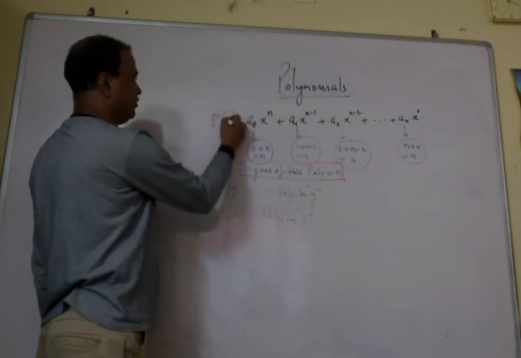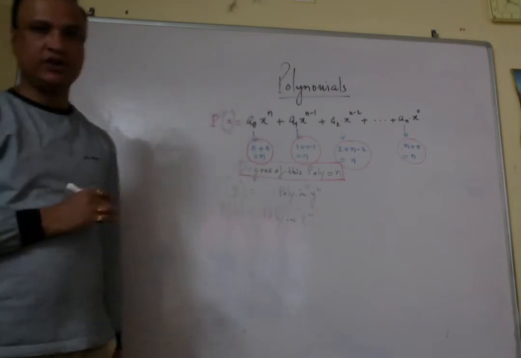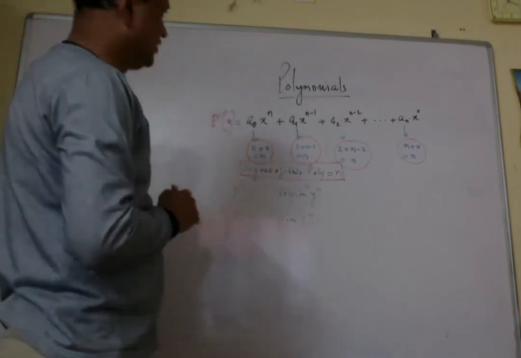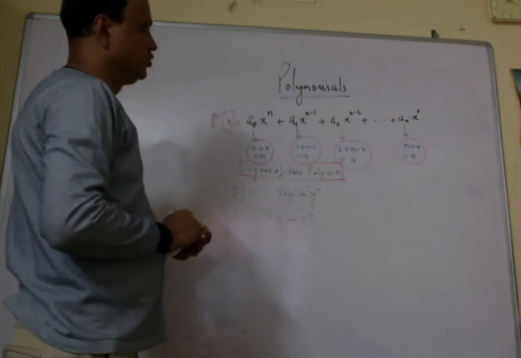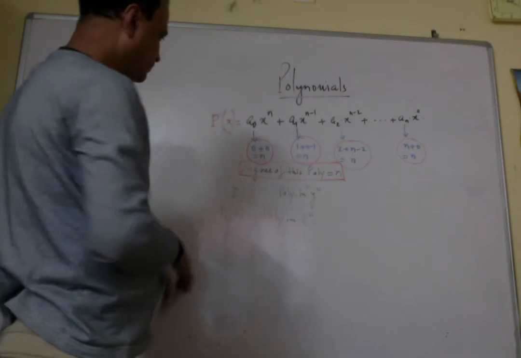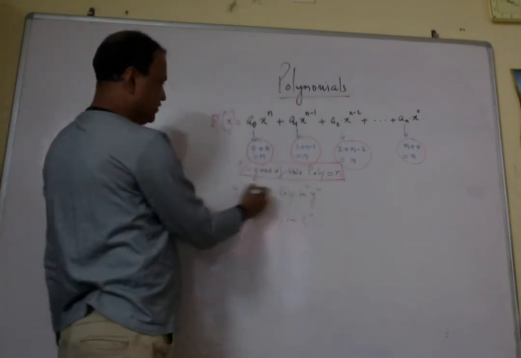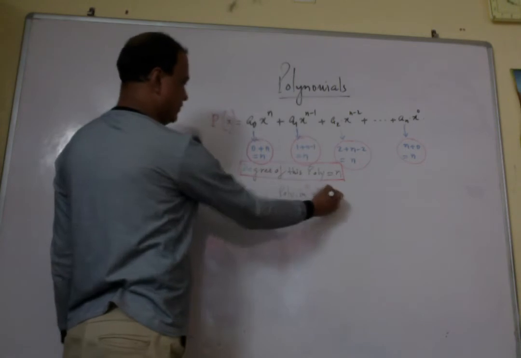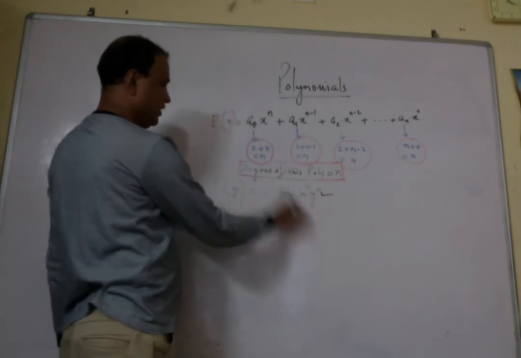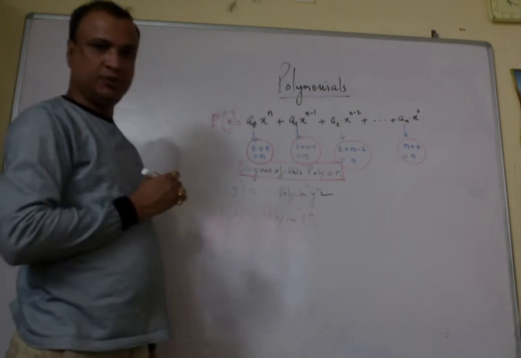So we write p of x equal to a0 x to the power n plus a1 x to the power n minus 1 plus a2 x to the power n minus 2 plus dot dot dot. The last is an x to the power 0. If you write p of y, it stands for a polynomial in y. p of t means polynomial in t. So this way we denote or write the polynomial.